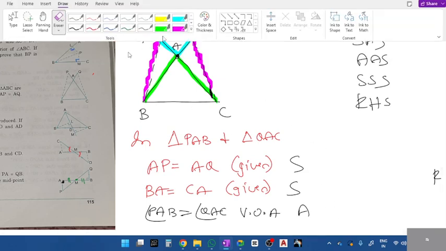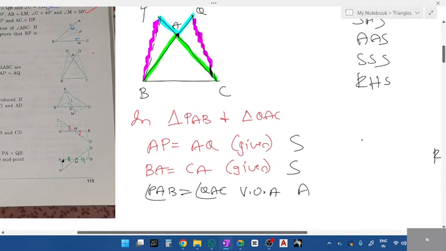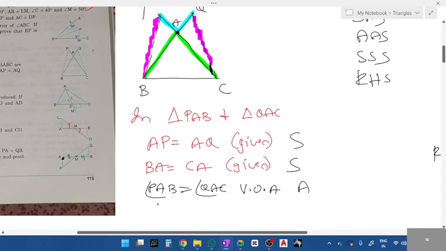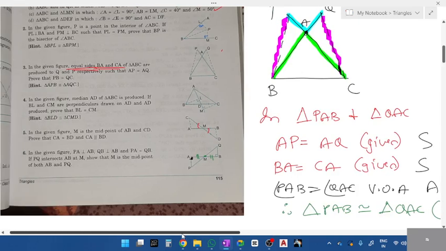But when you're writing the statement, look here. I'll tell you how to write. Therefore, triangle PAB is congruent to triangle QAC. And under what criterion you have to write? Side angle side. Fine. After proving, I'll give you a time to copy first.